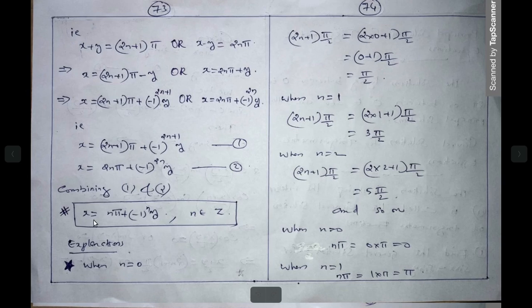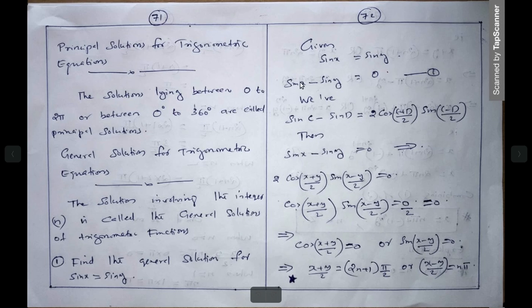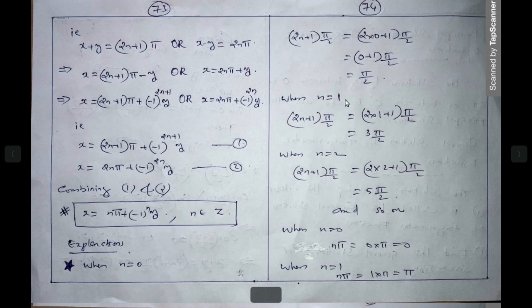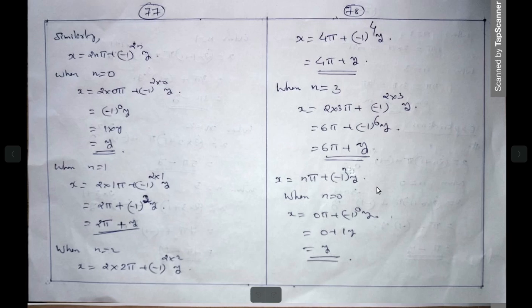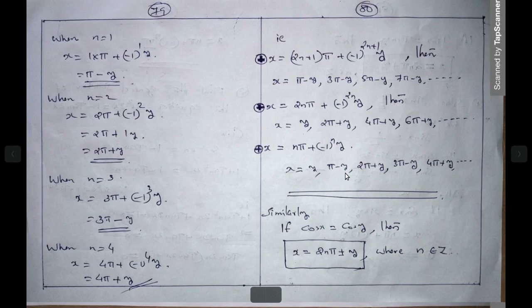That is, I am using this as a combination of equations 1 and 2. So you learn this formula by heart for this equation: sin x minus sin y equal to 0. Then the solution is what? x is equal to n pi plus minus 1 whole raised to n into y. These are the explanations only. Now we are here.